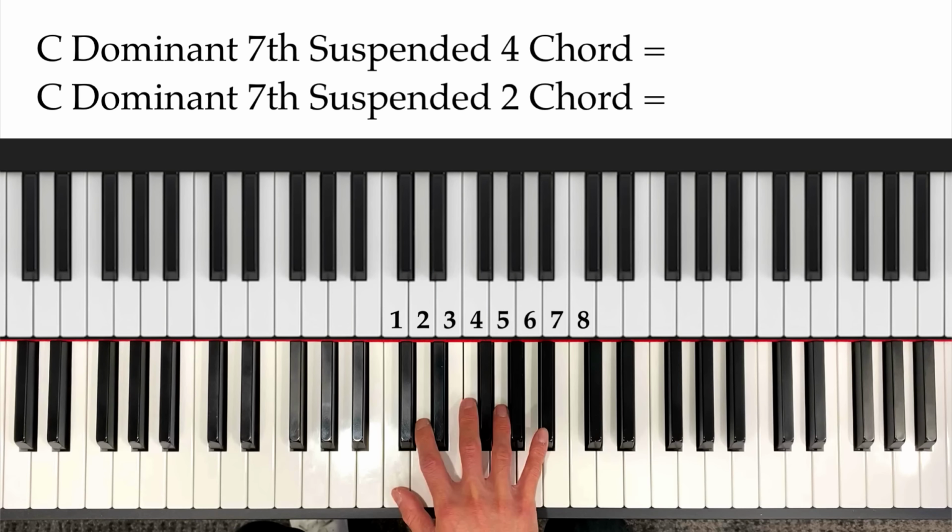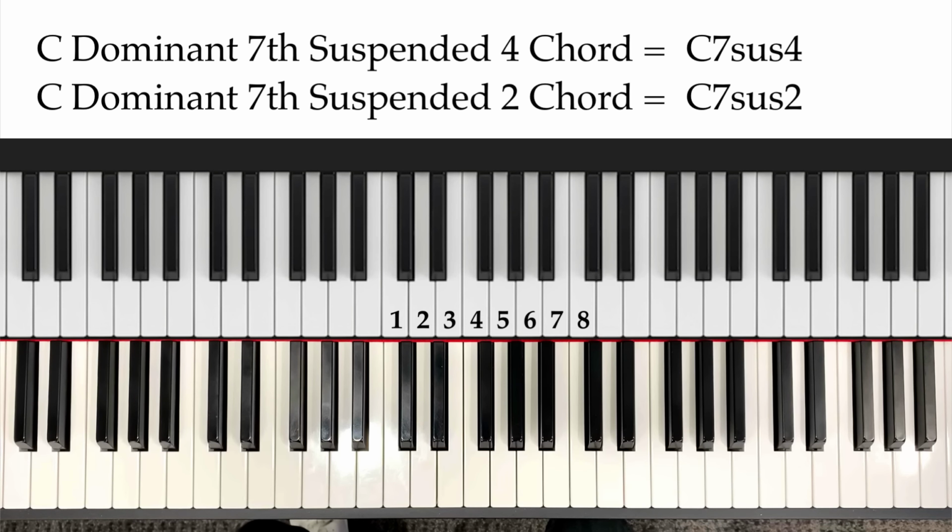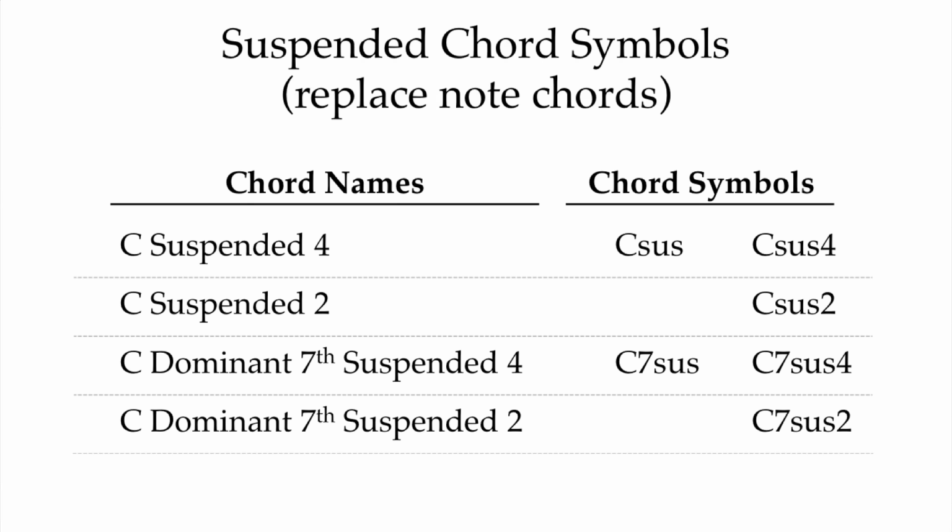And symbols-wise, we do the same thing. We would write C7 followed by sus4 or sus2. So those are our dominant 7 suspended chords. And one more thing with chord symbols, if it just says C sus or C7 sus, it's referring to the sus4 chord. All right, so these are the chord types where we replace notes. So we're replacing the 3 for the 4 or the 3 for the 2.